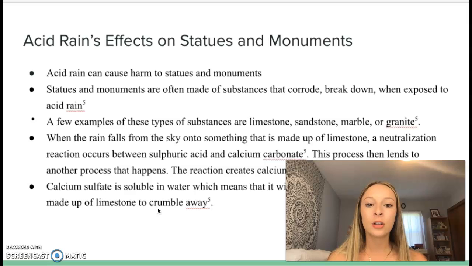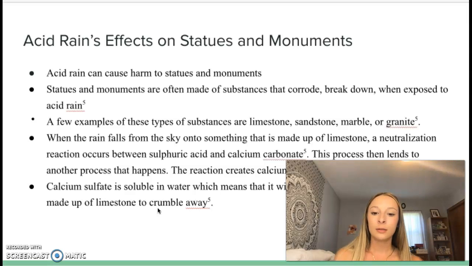Acid rain's effects on statues and monuments. Most people don't know this, but acid rain can cause harm to monuments and statues. Statues and monuments are often made up of substances that corrode and break down when they are exposed to acid rain. Some examples of these types are limestone, marble, sandstone, and granite.